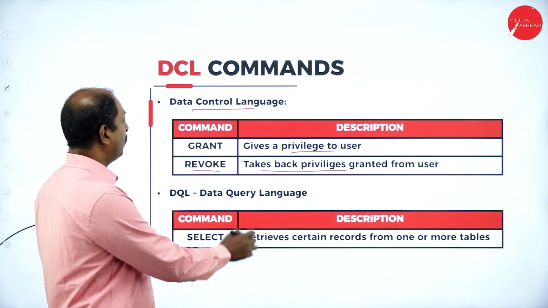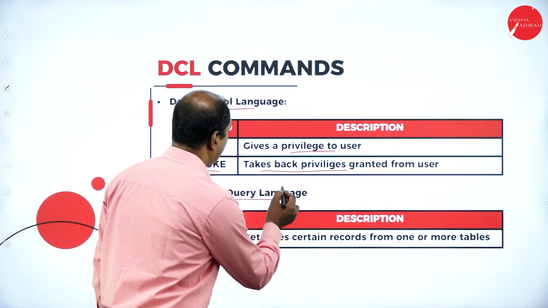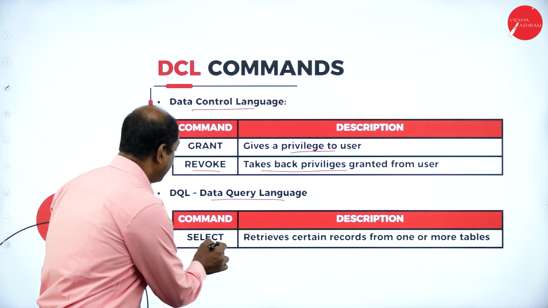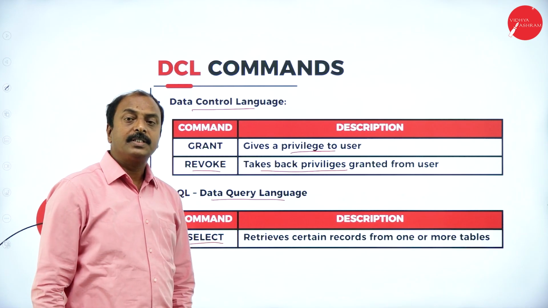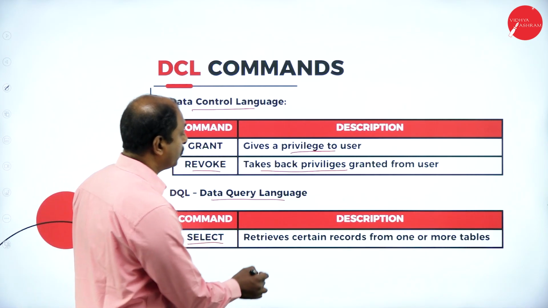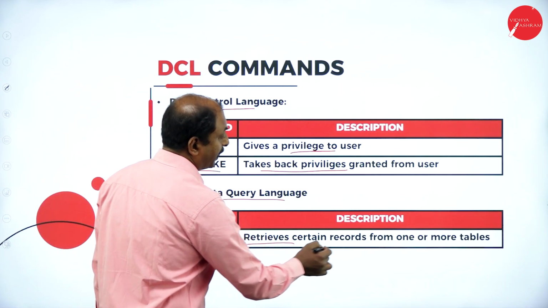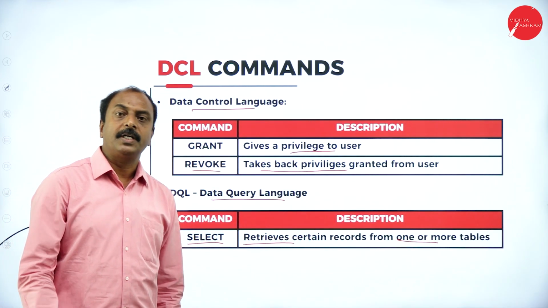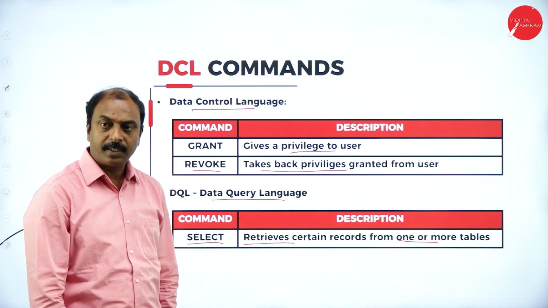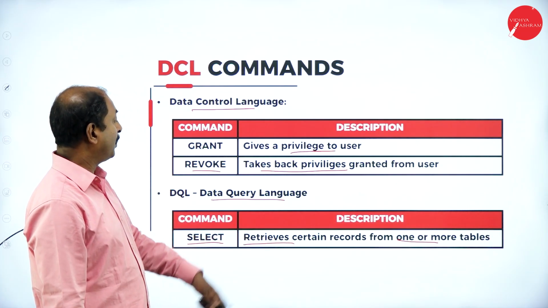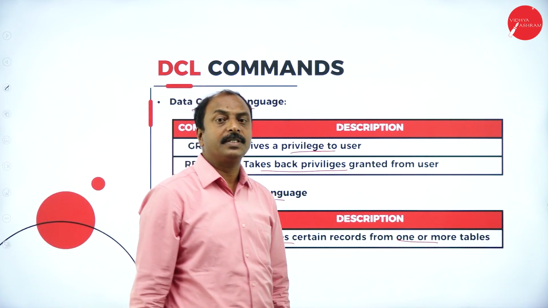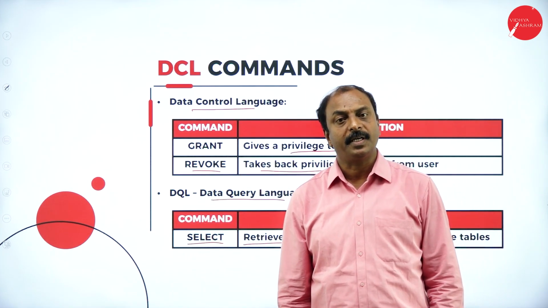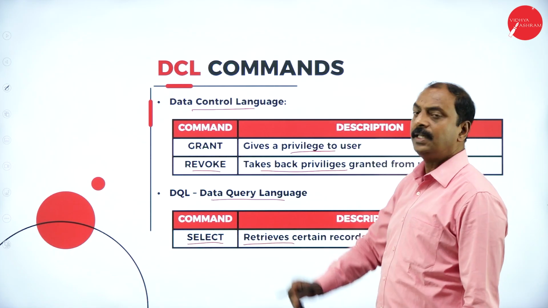Next one is DQL, or data query language. Here we have only the select command. What is the use of the select command? It is going to retrieve the record or records from one or more tables. Any data that has to be retrieved from the table or from the database, we use the select command, to retrieve certain records within one table or more than one table. So these are all DQL commands.